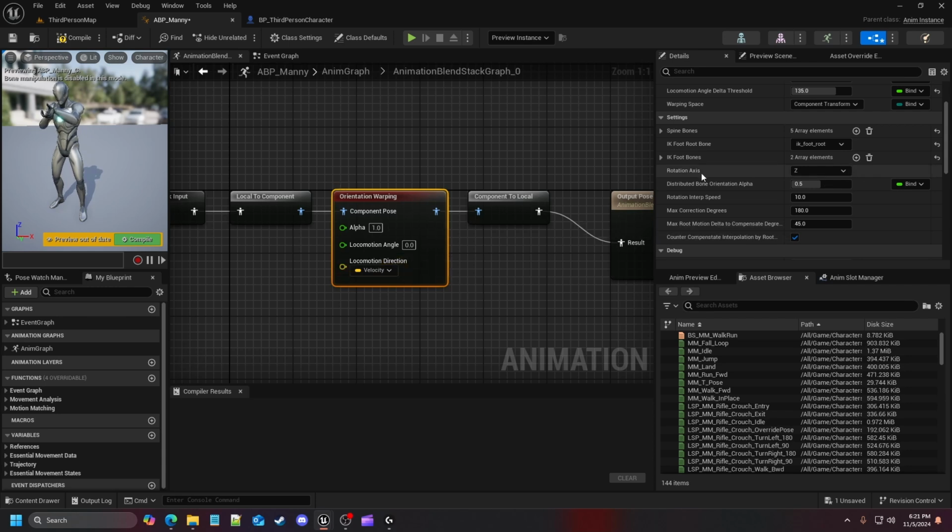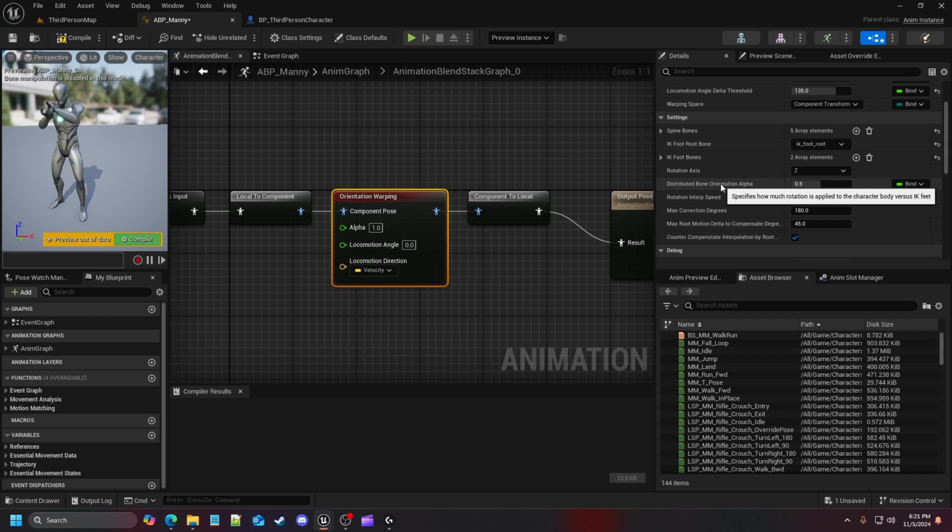Then we have distributed bone orientation alpha, and we have it set to 0.5 in here. What this does is it defines the distribution amount for spine rotation. So with it set to 0.5, half the rotation is spread across the spine bones, creating a natural rotation effect throughout the torso. If you change the numbers closer to 0 or closer to 1, you can end up throwing off certain balances. But maybe it could be something that you want to do, depending on what you're setting orientation warping to.